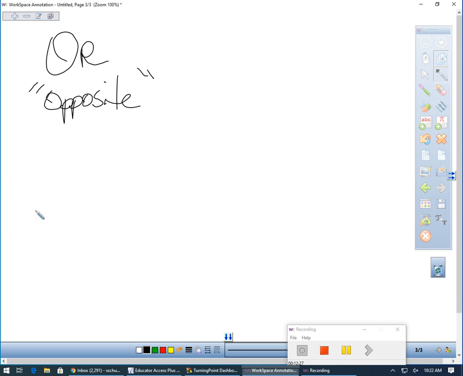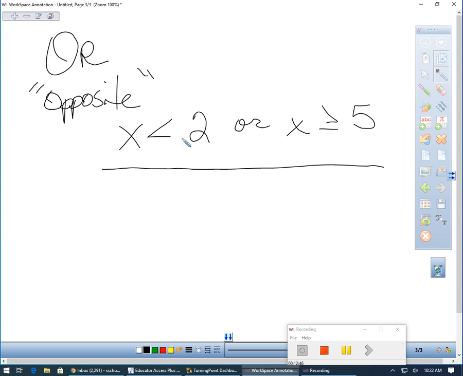So for example, if I have x is less than 2 or x is greater than or equal to 5. Okay, I have the word or in the middle. Let's start by graphing this one. At 2, I have an open dot and it says x is less than 2, which means it goes to the left, right? I also have x is greater than or equal to 5. So at 5, I have a closed dot and it goes to the right.